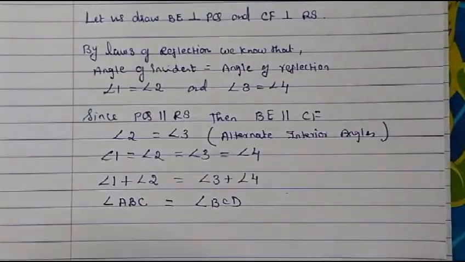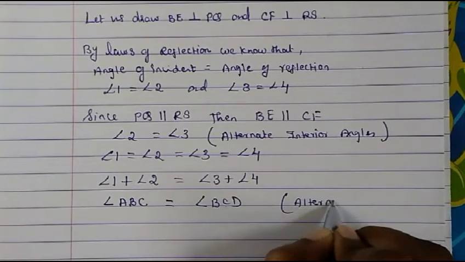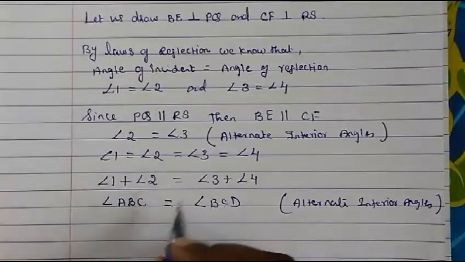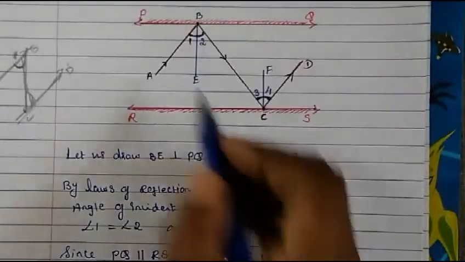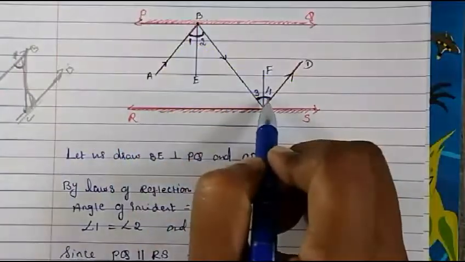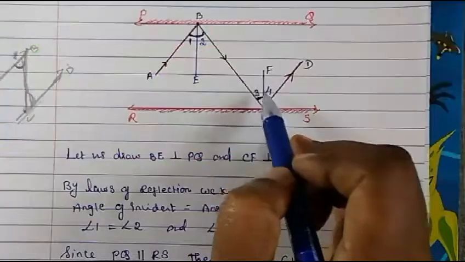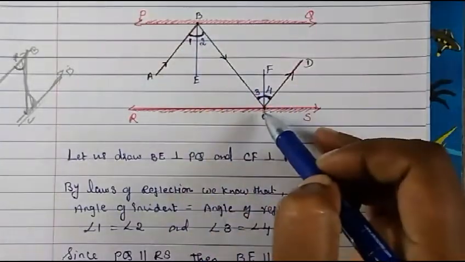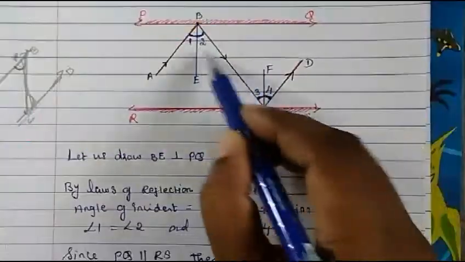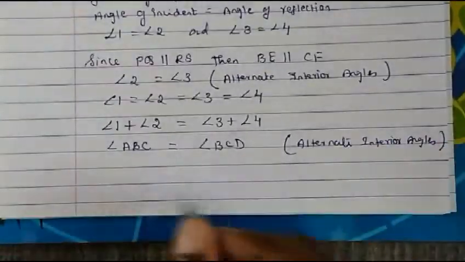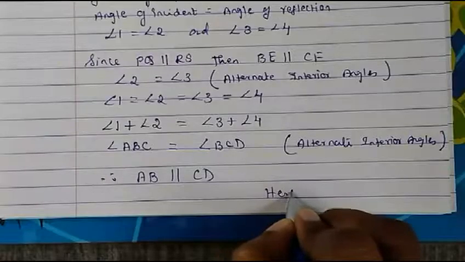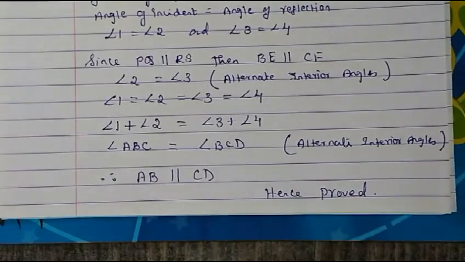So we prove that these are alternate interior angles. Alternate interior angles are equal when the line is parallel. So if these two angles, 1 plus 2 is equal to 3 plus 4, they become alternate interior angles, and alternate interior angles are equal when the line is parallel. So that means AB has to be parallel to CD, then only these two angles become alternate interior angles. Therefore AB is parallel to CD. Hence proved. That's it. Thank you.